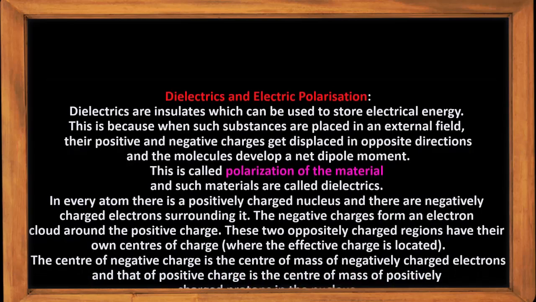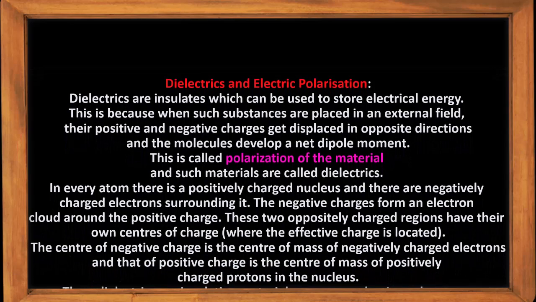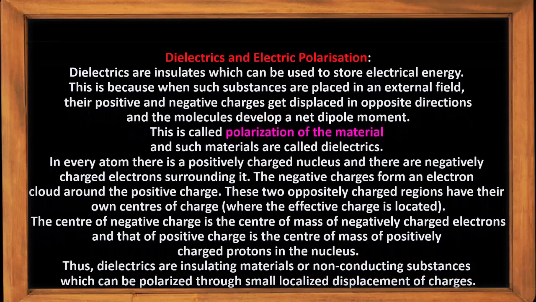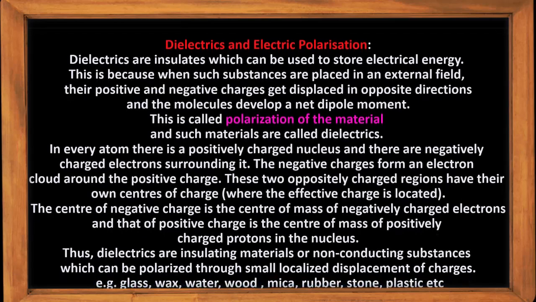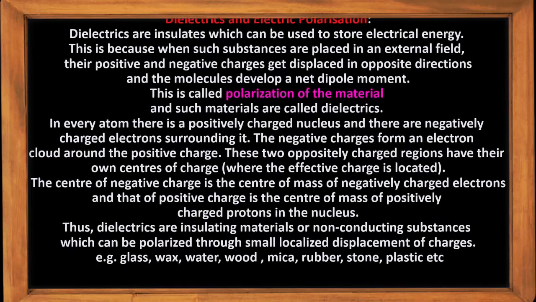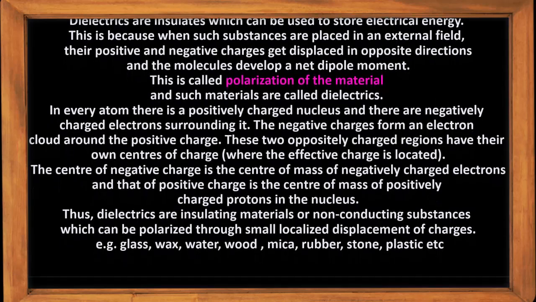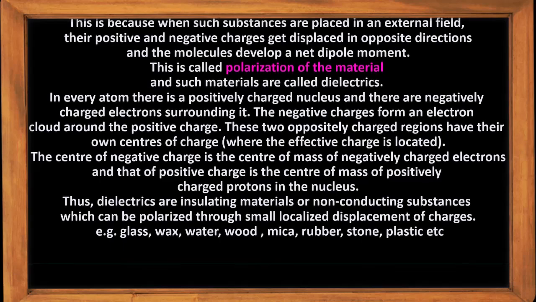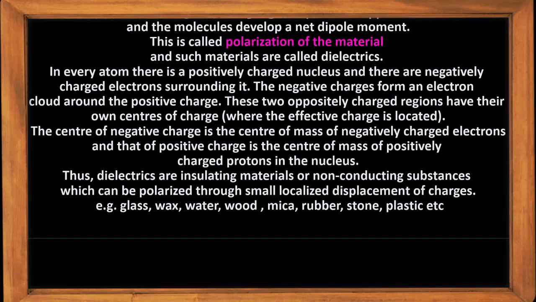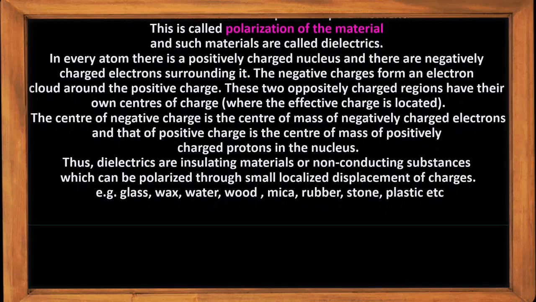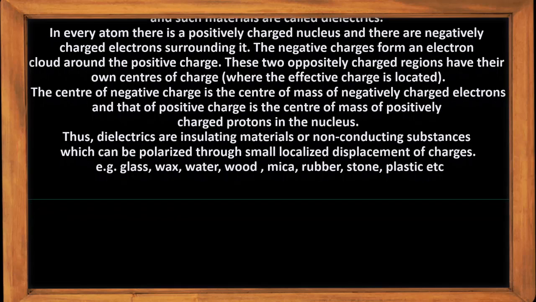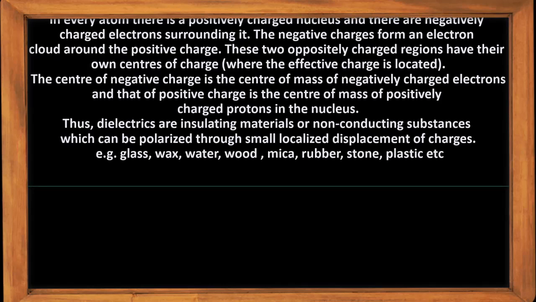In every atom, there is a positively charged nucleus and there are negatively charged electrons surrounding it. The negative charges form an electron cloud around the positive charge. These two oppositely charged regions have their own centers of charge where the effective charge is located. The center of negative charge is the center of mass of negatively charged electrons, and that of positive charge is the center of mass of positively charged protons in the nucleus.